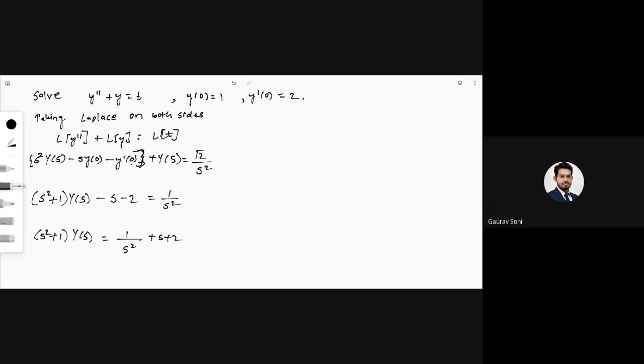I've done some mistake or what? Y dash of 0 is minus 2. Y dash of 0 is minus 2. So this will become plus 2. So capital Y of S is equal to 1 upon S square in bracket S square plus 1, plus S minus 2 upon S square plus 1.